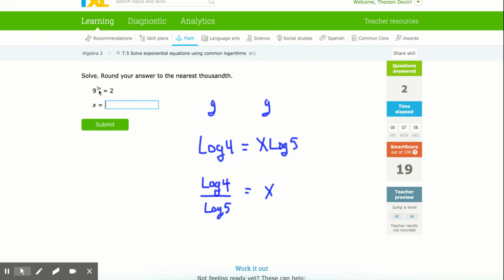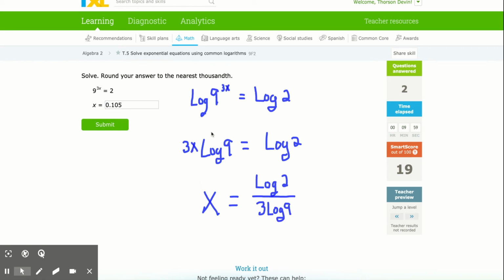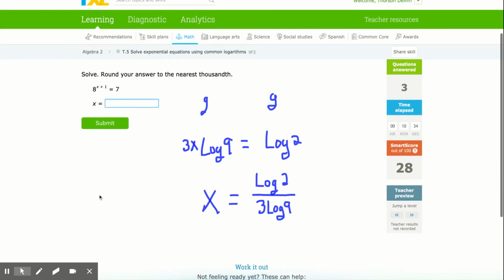Again, we're going to do the same thing here, except now we're going to have one additional step. That one additional step is just that I'm going to be dividing by a 3 log of 9 rather than just a log of 9. Be careful as you walk through this. Again, I took the common log of both sides of the expression, common log of 9 raised to the 3x, common log of 2, and brought that exponent of 3x out in front, so that's a 3x, not 3 times log. That's a 3x log 9. And then I divided by the 3 and the log of 9, leaving that x. And I get 0.105.